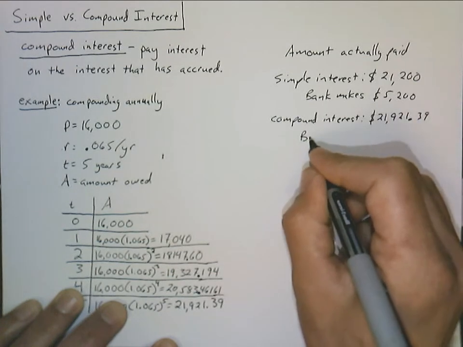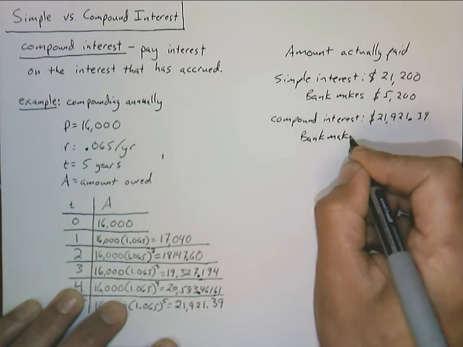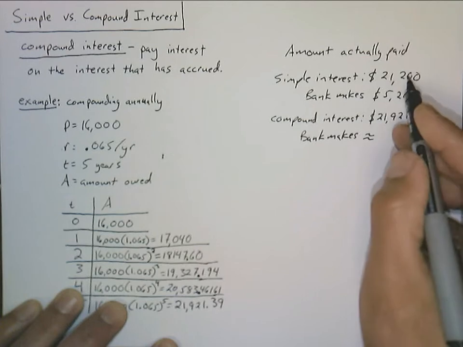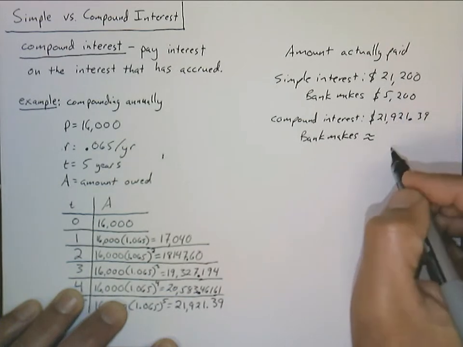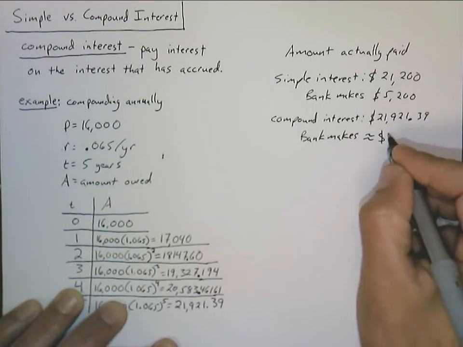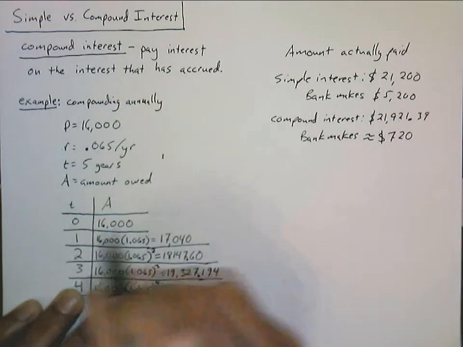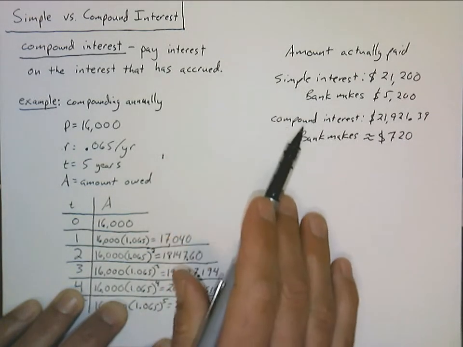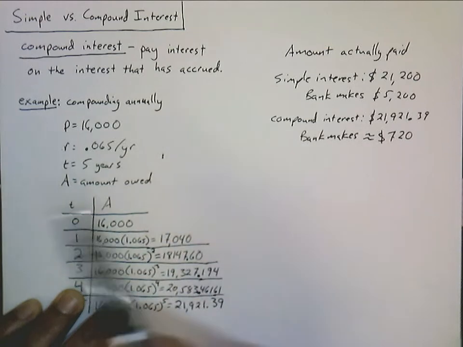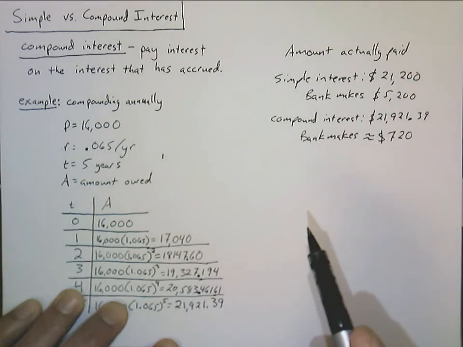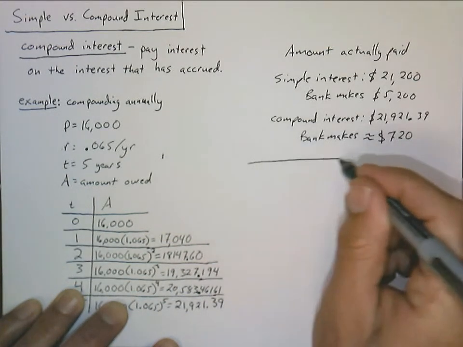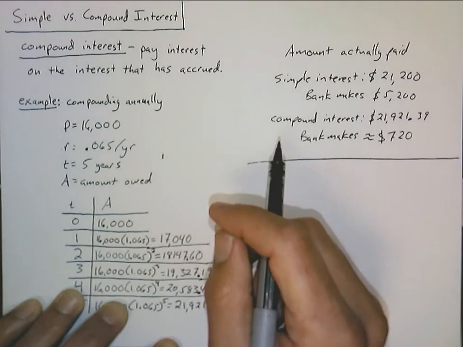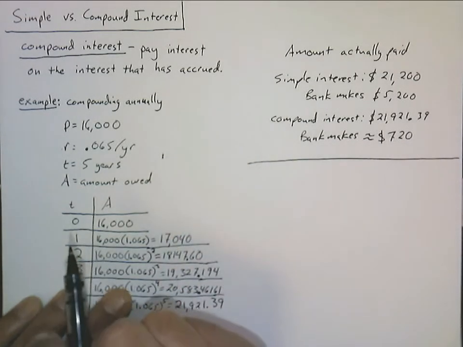So what happens now is the bank makes about, well, let's see here, from $21,200 to $920, that's about $720 more, just by changing the word simple to compound in the contract of the loan. Kind of nice for them, right? Well, that's not the end of the story.